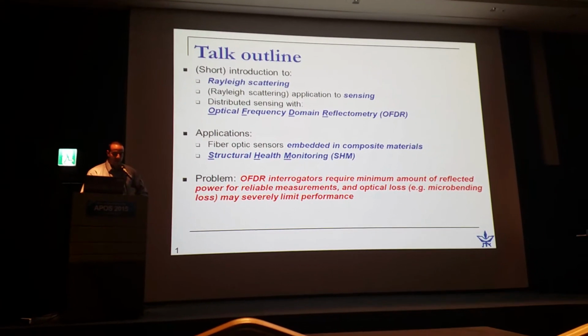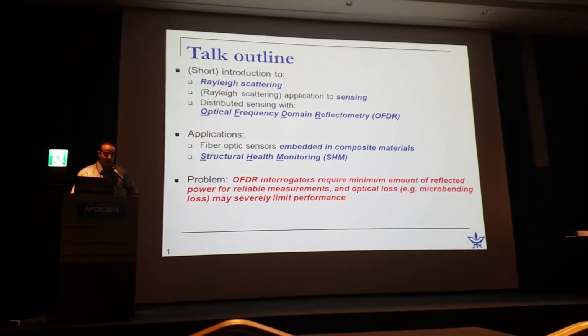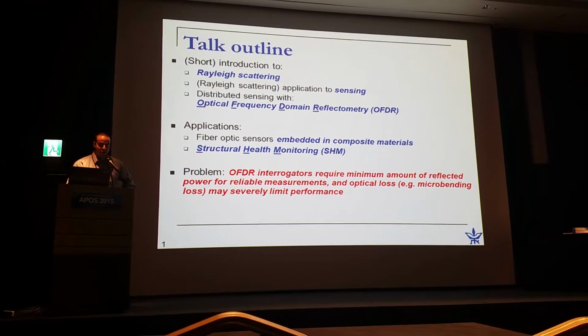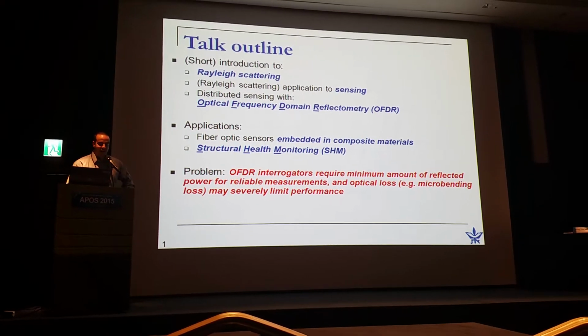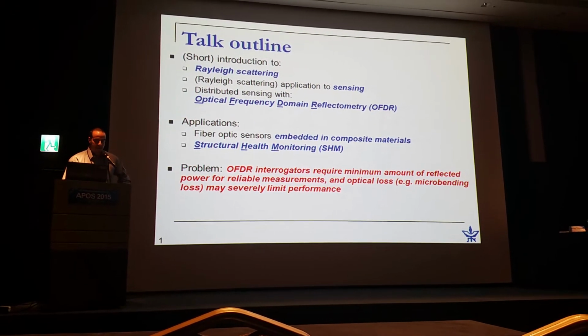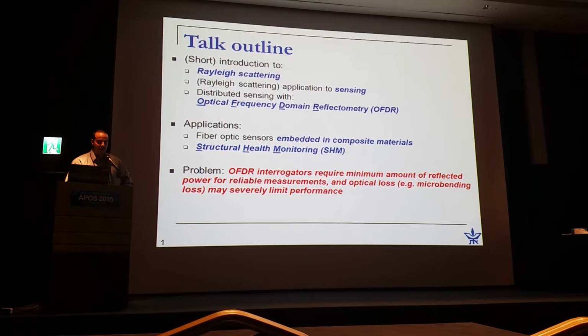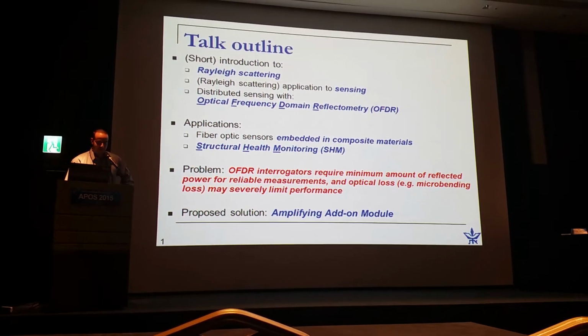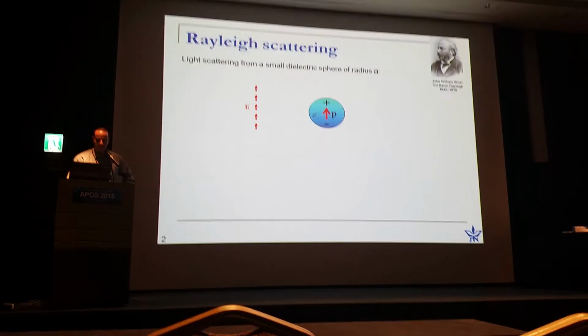The problem we face in this type of application is that OFDR interrogators require a minimum amount of reflected light for reliable measurements, and optical loss, such as microbending loss, may severely limit their performance. And of course, the proposed solution, the amplifying add-on module.